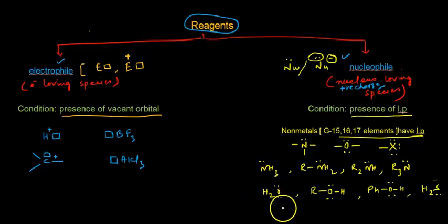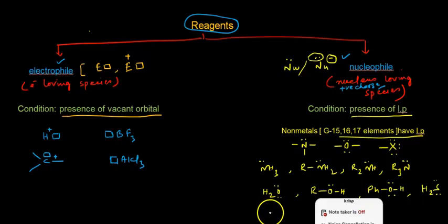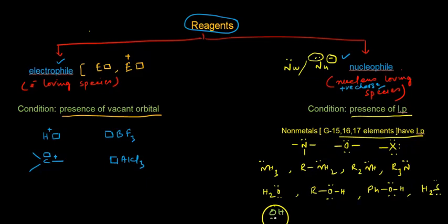Also, you can have anionic nucleophiles, for example, OH minus. There are three lone pairs, it is negatively charged. We can have NH2 minus. We can have X minus. There are four lone pairs. I hope you know X means halogen.